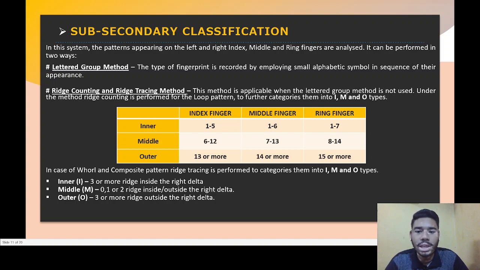This method is applicable when the lettered group method is not used. Under the method, ridge counting is performed for loops to further categorize them into inner, middle and outer categories. In case of whorl or composite patterns, ridge tracing is performed to categorize them into inner, middle and outer types. The following data is given in this slide for both ridge counting and ridge tracing methods.